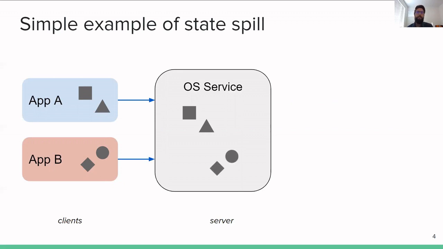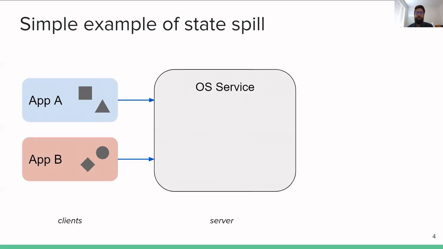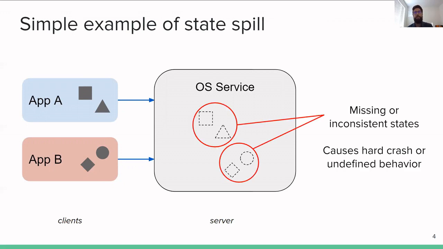Now, if the server crashes and then restarts, as is the default recovery procedure in most systems, those states representing the progress of app A and B's interactions with the service will be lost, or will be in an inconsistent state. This causes undefined behavior in the worst case and an immediate crash in the best case.